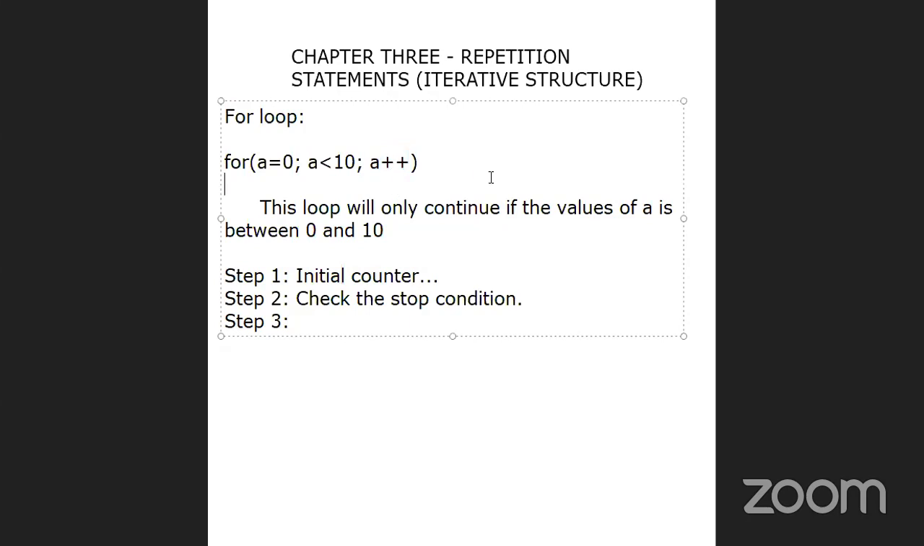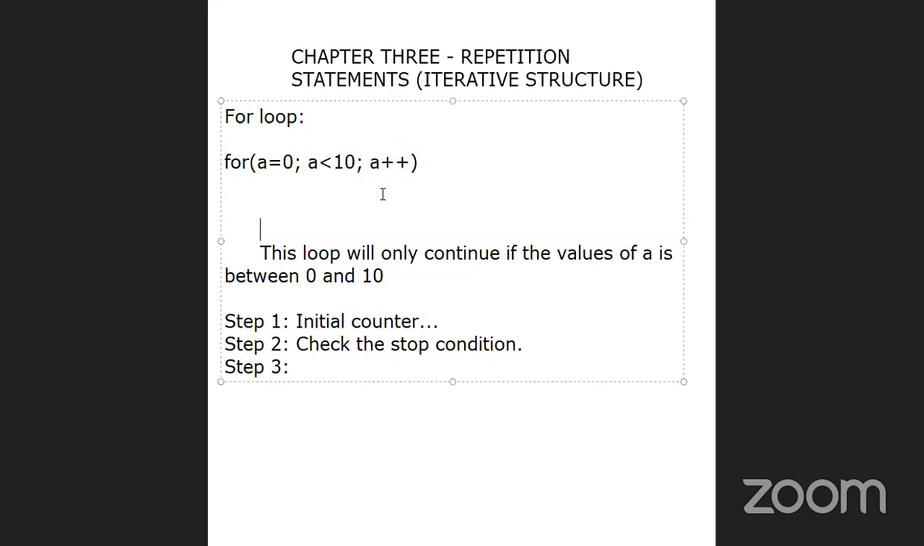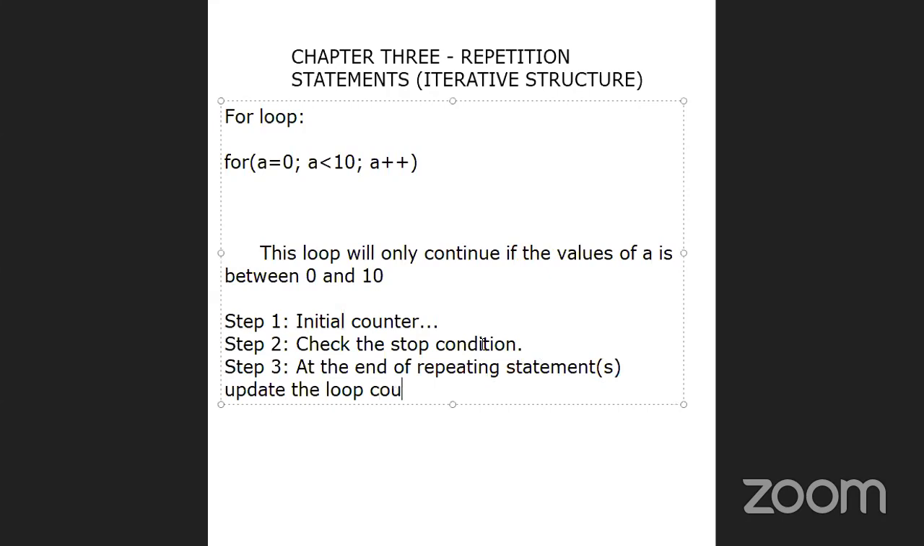So if the value that was entered here, for example, let me write this down first, sorry. At the end of repeating statement, update the loop counter and go to step 2. It will go back to step 2 to check, is the value less than 10? Is the value more than 10? Then if the value is less, it repeats itself again. Okay, after we give an example, I'm sure that you guys will understand this much better.